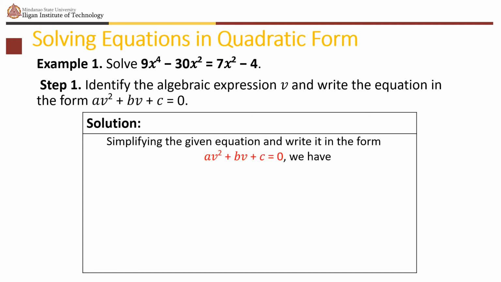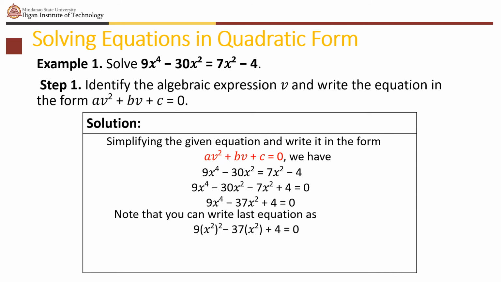So simplifying the given equation and writing it in this form, we have 9x to the fourth minus 30x squared equals 7x squared minus 4, which can be rewritten as 9x to the fourth minus 30x squared minus 7x squared plus 4. So 9x to the fourth minus 37x squared plus 4 equal to 0.